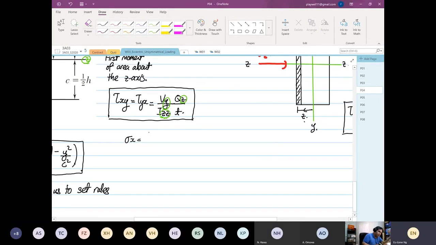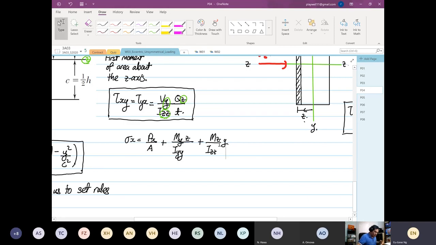Electrical loading, right? So it comes out with Px over A plus My over Izz... sorry, we do My first. So if the moment is about Y, we take the second moment of area about the Y axis multiplied by Z, plus Mz over Izz multiplied by what? Y. It's opposite, yes or no?